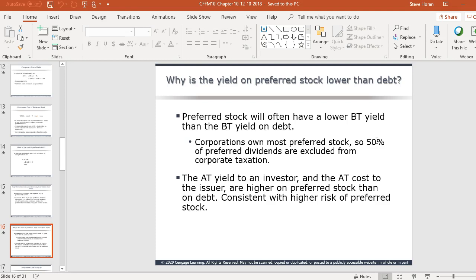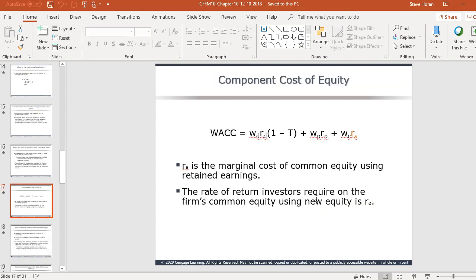So if I'm a corporation and I happen to own a preferred stock that pays a $10 dividend, and I receive that $10, I can automatically exclude 50% of that, or $5, from my tax calculations. So I don't pay tax on half, and that's kind of a big deal, right? It says the after-tax yield to an investor and after-tax cost to the issuer are higher on preferreds than debt, consistent with the higher risk of preferred stock. So just keep a few of those things in mind.